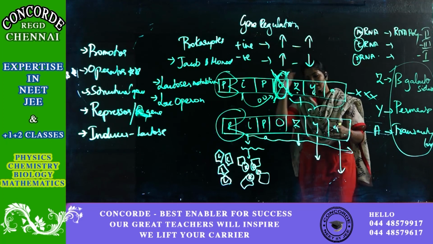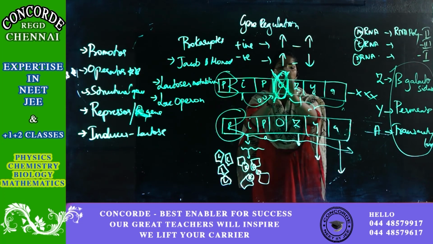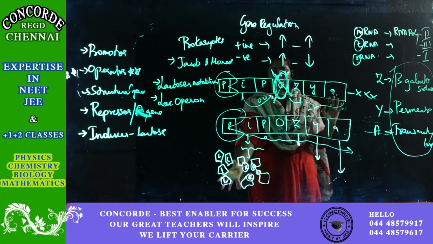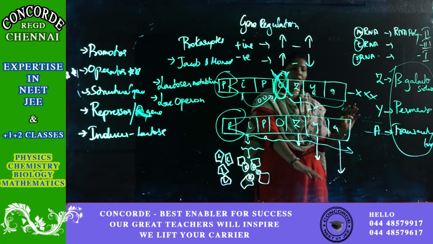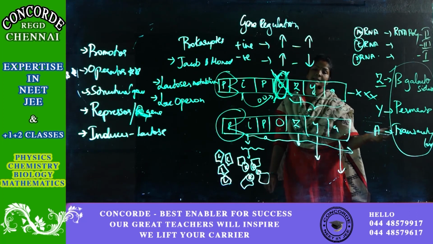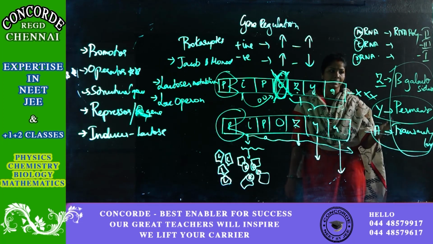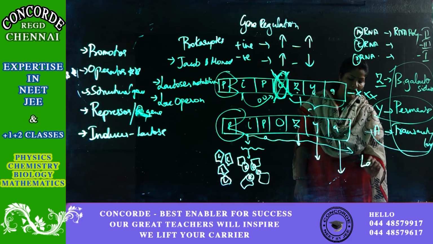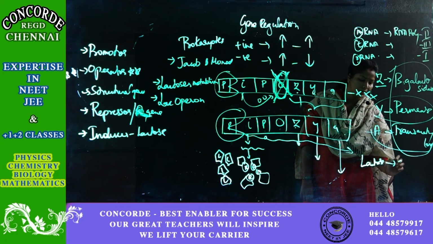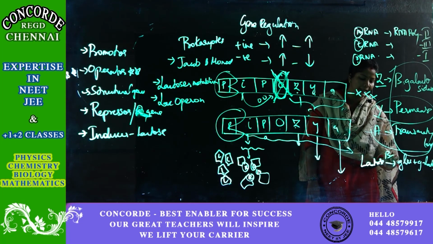So only when the lactose is available, these 3 genes are transcribed. When the lactose is not there, operator is blocked and it is switched off. When lactose is available, the operator is free because the repressor is blocked by the lactose molecules and transcription happens. So Z gene will produce beta galactosidase, Y will produce permease, and A will produce trans-acetylase. So what is the function of this beta galactosidase? This breaks the lactose into glucose plus galactose. So this is done by beta galactosidase.